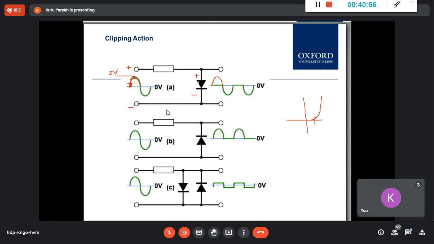Forget other voltages. Take 0 to 0.7: 0.1, 0.2, 0.3. Will it conduct or not? It will still be 0 at the output. That's what I'm explaining to you. Be patient, answer my question step by step. At 0.1, it does not conduct. Non-conducting. At 0.2, it will not conduct. You can think.